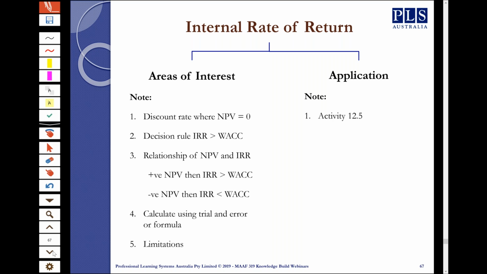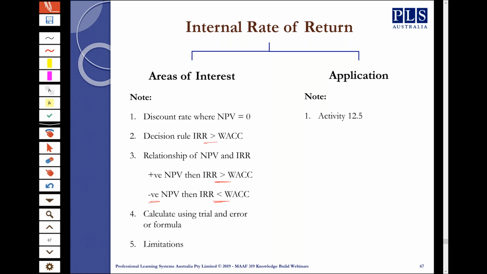But maybe just from a relationship perspective, understand that if you have a positive NPV, then the internal rate of return is greater than your weighted average cost of capital. If you have a negative NPV, your internal rate of return is less than your weighted average cost of capital. Negative NPV, you wouldn't accept the project. So in that instance, a negative NPV means your internal rate of return is less than your WACC, and again, you would not accept the project on that basis.